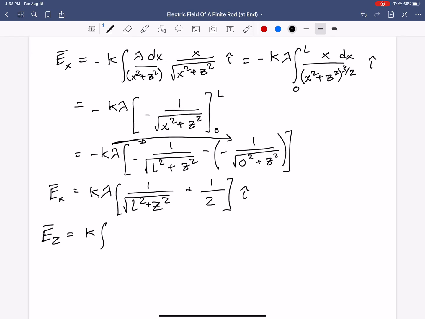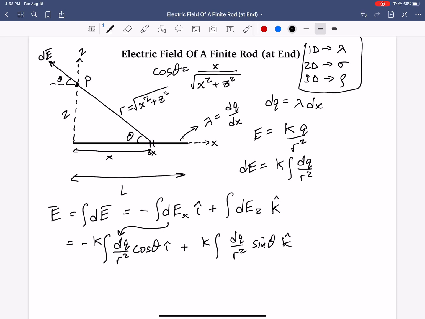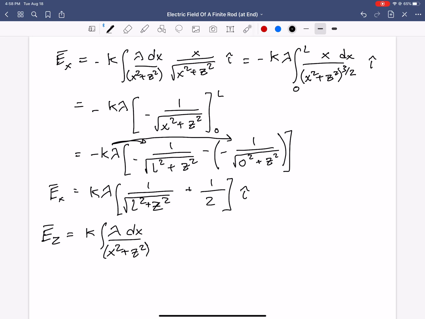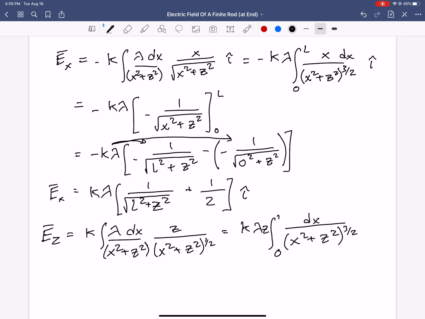So we have k integral dq was lambda dx, and the r squared was the same as above. Sine is opposite over hypotenuse, so z over r. I'll keep it in powers now. And so here, we can rewrite this as k lambda integral of, well, I guess z is constant too, evaluated from 0 to L.